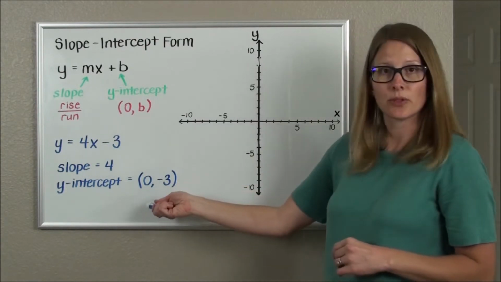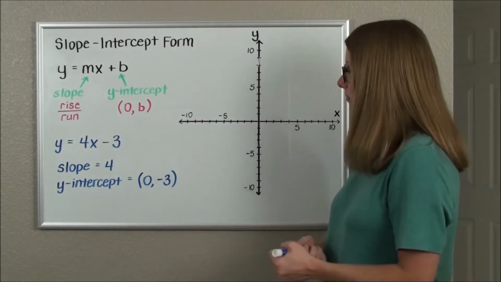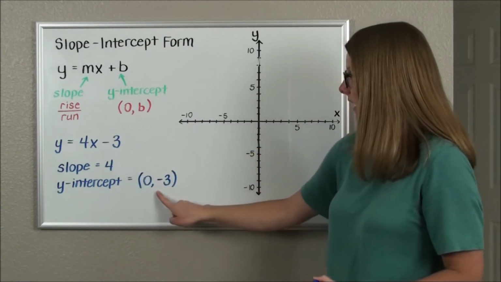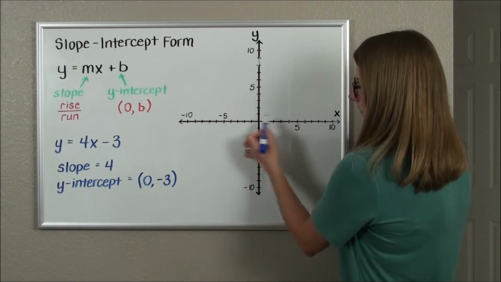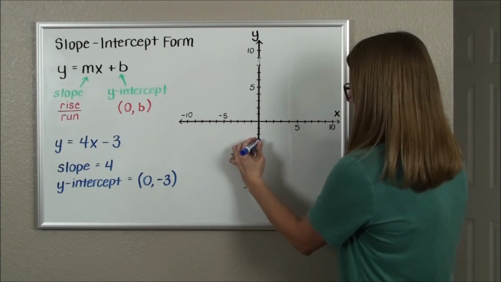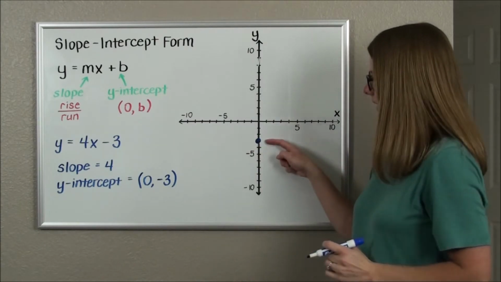So first I'm going to begin with the y-intercept. That's the one point that I have been given. Again, it comes from the constant term here. I'm going to take that point. 0 is my x value, so I don't go left or right. I stay centered, but I do go down 3. So my y-intercept is right there.